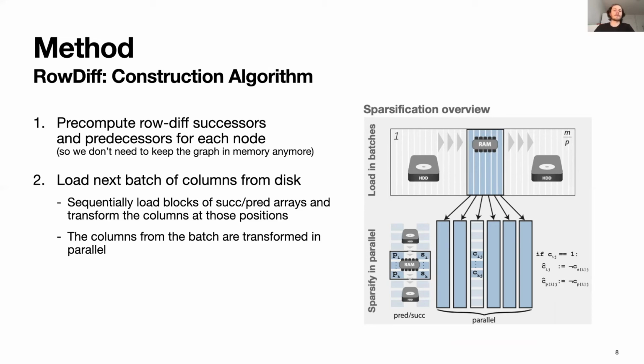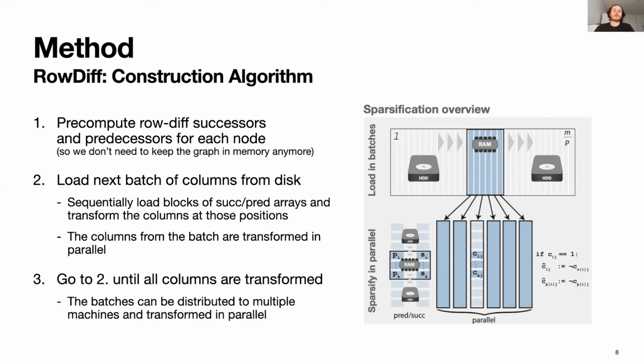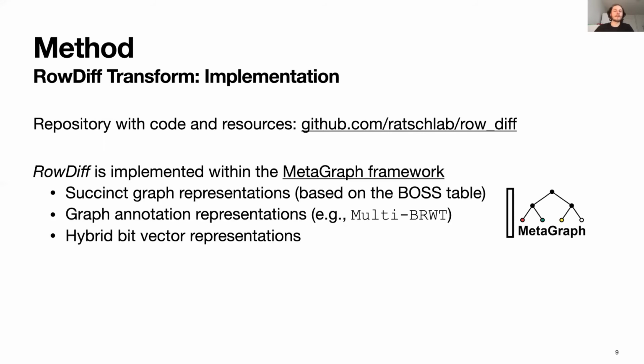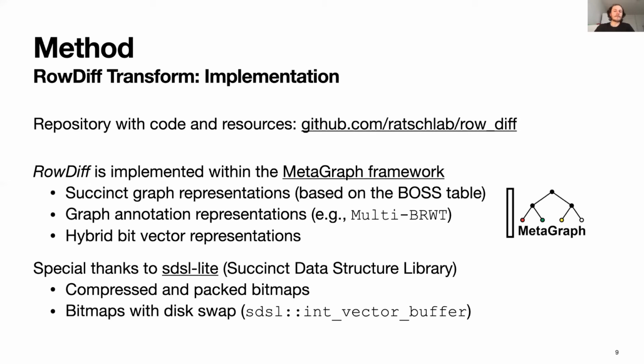For the next step, we load the next batch of columns from disk and transform all of them in parallel while reading the pre-computed successors and predecessors from disk. Note that all the columns can be distributed over multiple machines and transformed in parallel. This enables us to transform virtually arbitrarily large annotation matrices. We implemented RowDiff within the MetaGraph framework, which provides all other components for representing annotated genome graphs, such as succinct graph representations, different annotation representations, and lower-level data structures such as hybrid bit vector representations. We also used bitmap representations from the succinct data structure library.